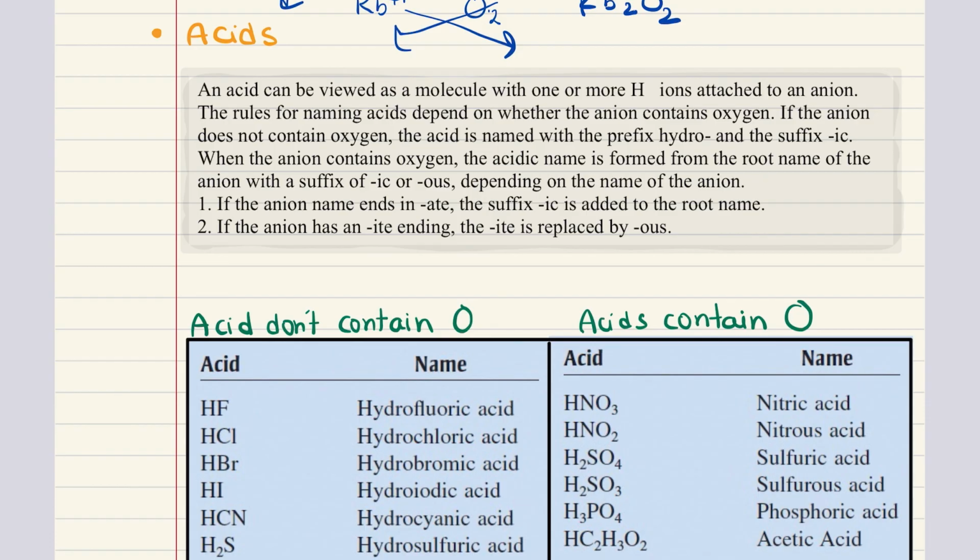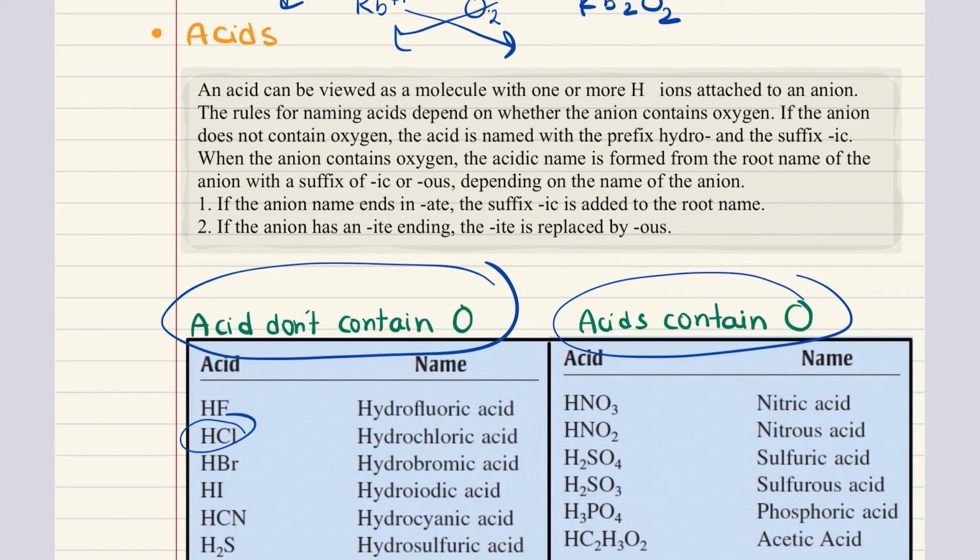If the anion does not contain oxygen, then the acid is named with the prefix hydro and the suffix ic. For example, if we look at HCl, this acid doesn't have any oxygen, and what it's called is hydrochloric acid. All right, so it starts with the prefix hydro, ends with the suffix ic. All right, what about when the anion does contain oxygen? Then the acid name is formed from the root name of the anion with a suffix of either ic or ous, depending on the name of the anion.